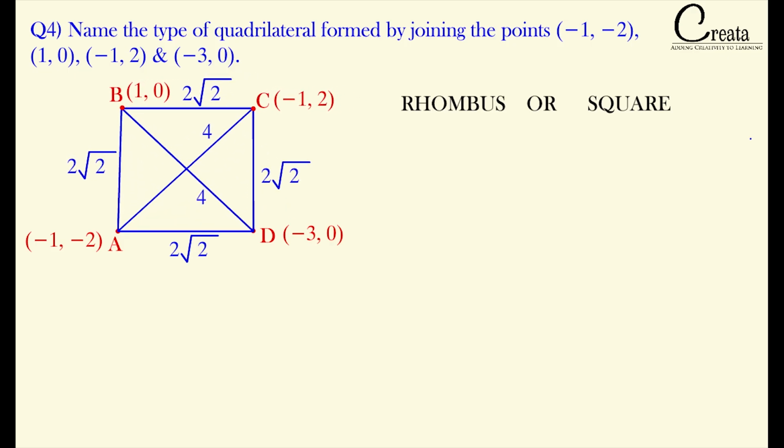So we got all the 4 sides of this quadrilateral as equal. Also both the diagonals are equal to each other, which shows that this quadrilateral is a square. The diagonals of a rhombus are not equal to each other, whereas the diagonals of a square are equal to each other. Okay, so this is the answer of this question. Okay, got it? So I hope you have understood this concept.